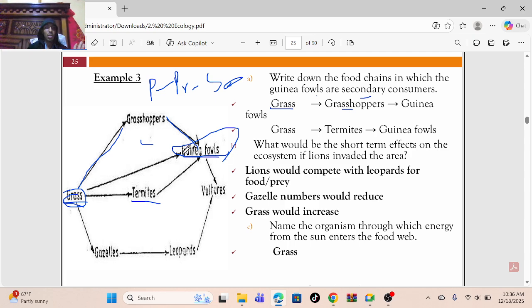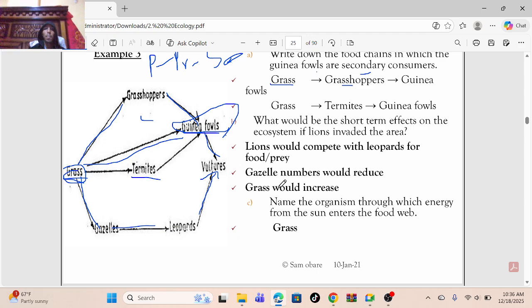Hakuna ingine. Hii itakuwa primary consumer, kuja grass to guinea fowl. Hii ni primary consumer. Then hii itakuwa secondary consumer. Then it will be tertiary consumer. Quaternary itakuwa quaternary.